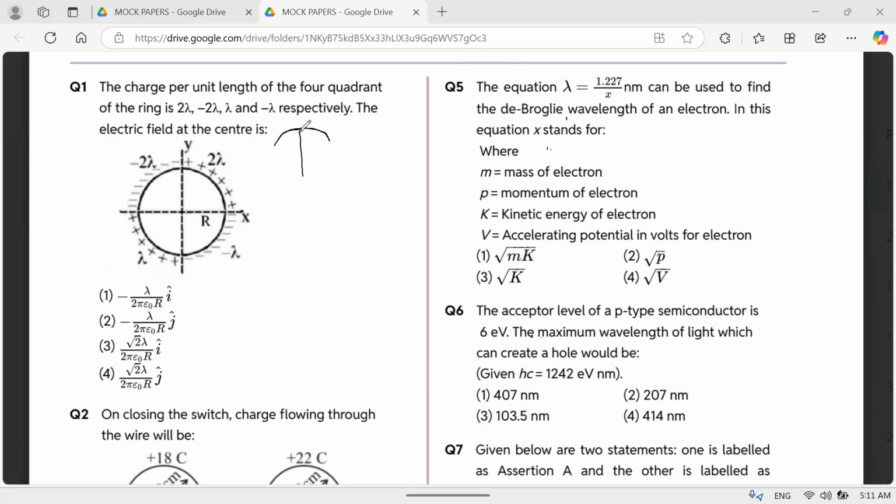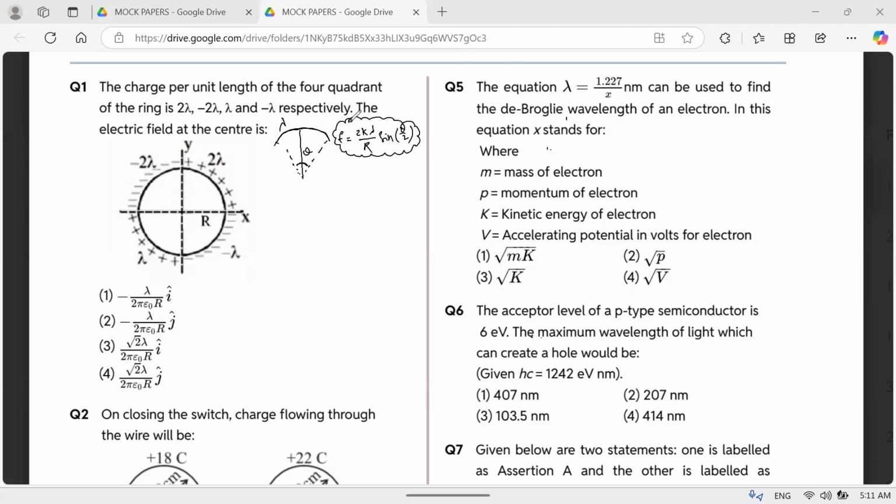Let's say this is your arc, this is your angle theta. Linear charge density is lambda. Due to the arc, the electric field E is equal to 2k lambda divided by r into sine theta by 2. This is the formula. Try to remember: E is equal to 2k lambda divided by r into sine theta by 2.